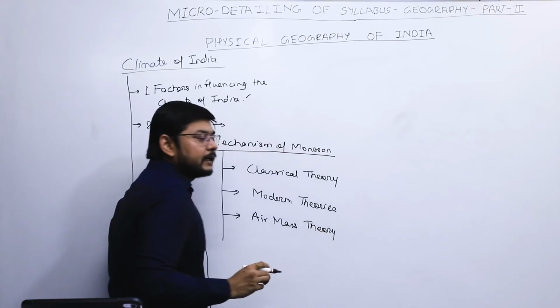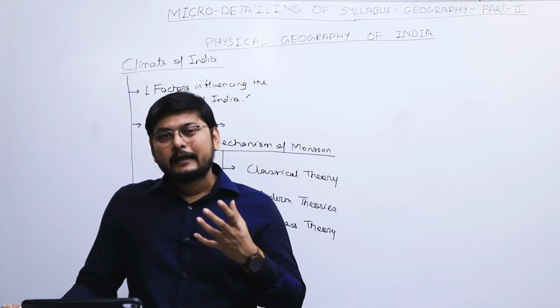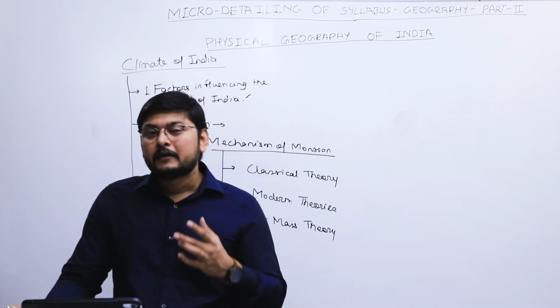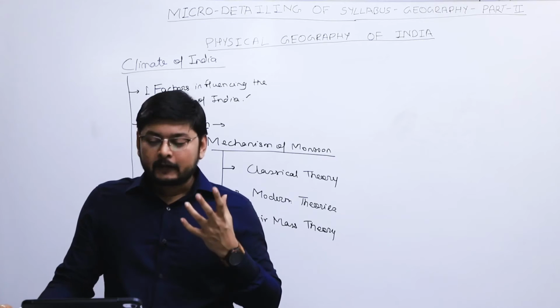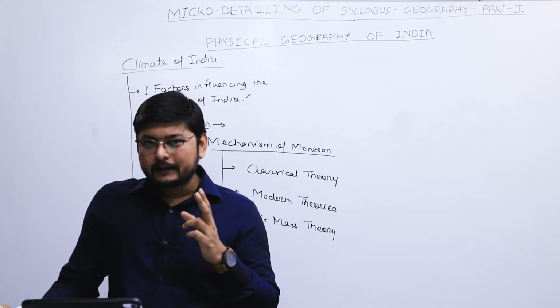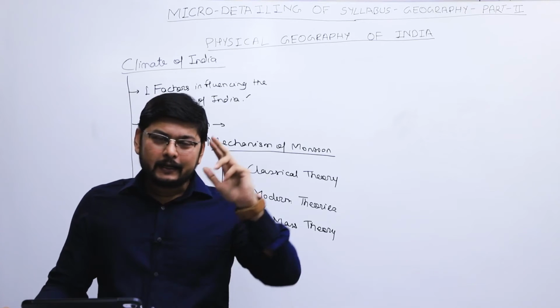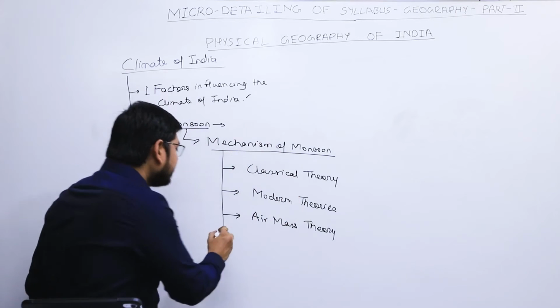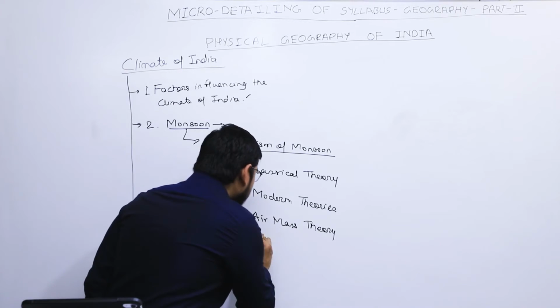The air mass theory: how the air masses are formed, how these air masses influence the monsoon winds, and how these air masses have moisture. We'll be understanding this part in the air mass theory. After the air mass theory, a very important theory with respect to geoclimatic phenomena is the jet stream theory.